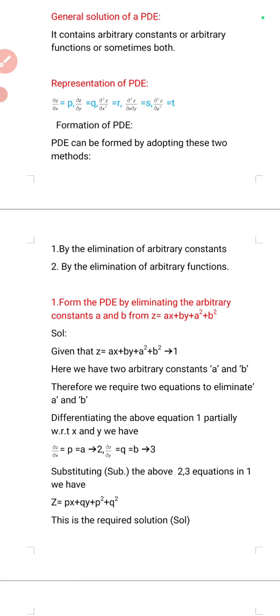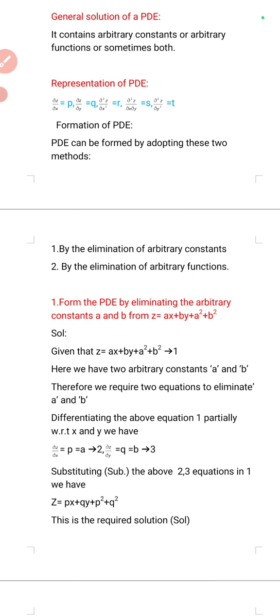Now, here I have considered one nice equation, that is z is equal to ax plus by plus a square plus b square. So, in this particular equation, what are the constants? First we have to check for the constants. What are they? a, b. Okay. And again, going through the question, what is being asked in the question?